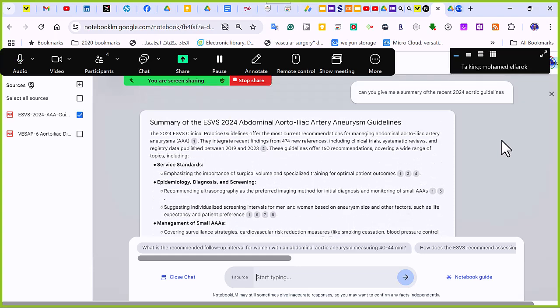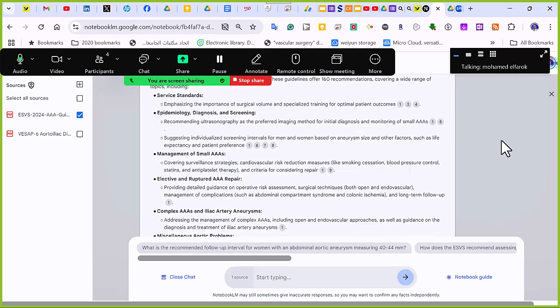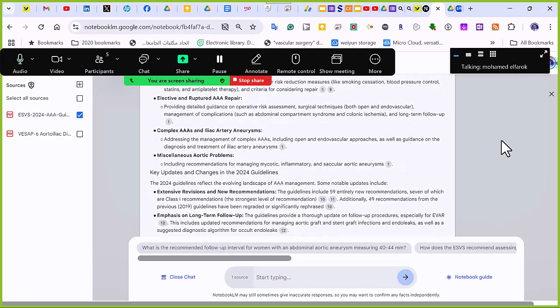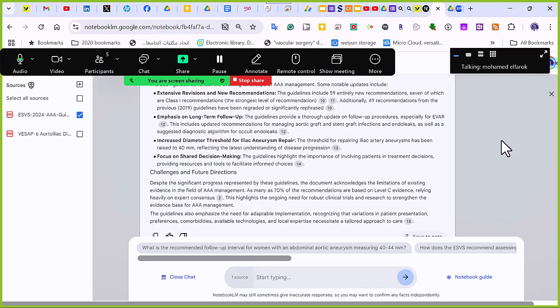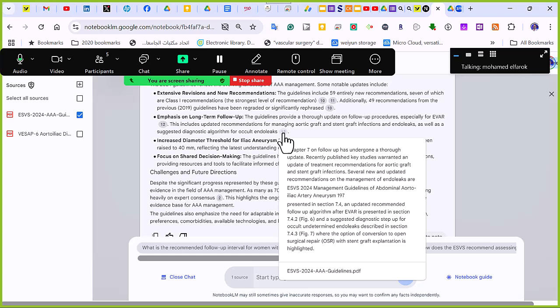The answer here: summary of ESVS abdominal aortic guidelines. He summarized standard epidemiology, management, and so on. So here you got your answer. Not only this, but it tells you the reference. So if I put the arrow on 12, it will tell me exactly where he got this answer.